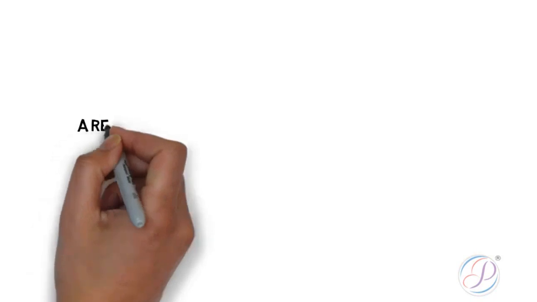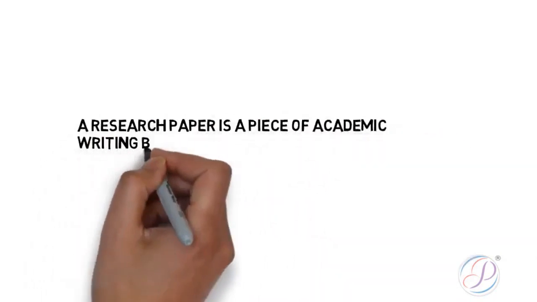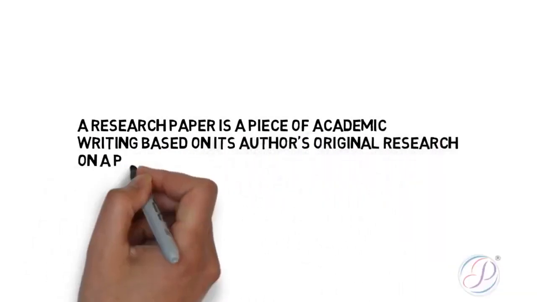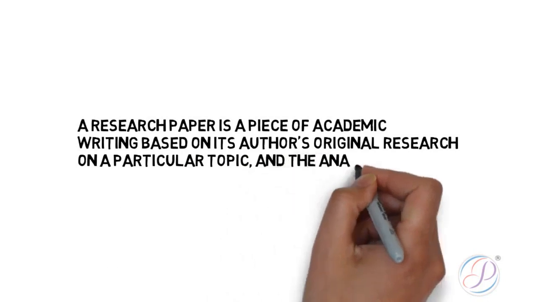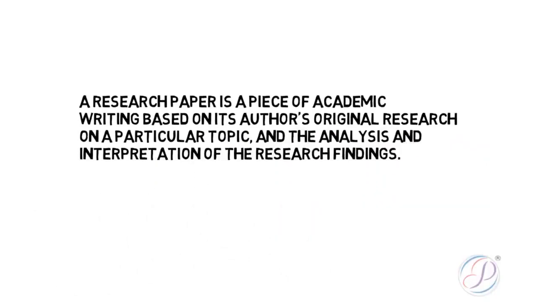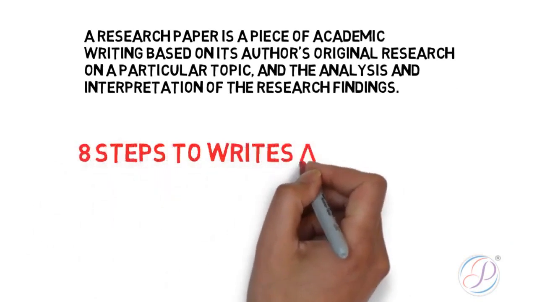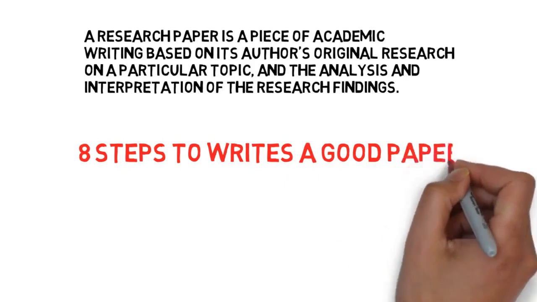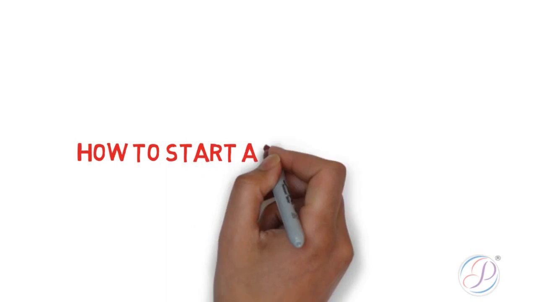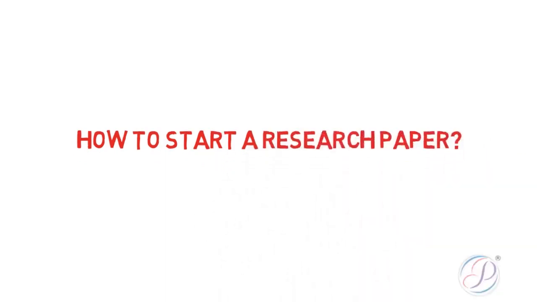a good research paper. A research paper is a piece of academic writing based on the author's original research on a particular topic and the analysis and interpretation of the research findings. So there are 8 steps to write a good academic research paper. So how to start a research writing process?